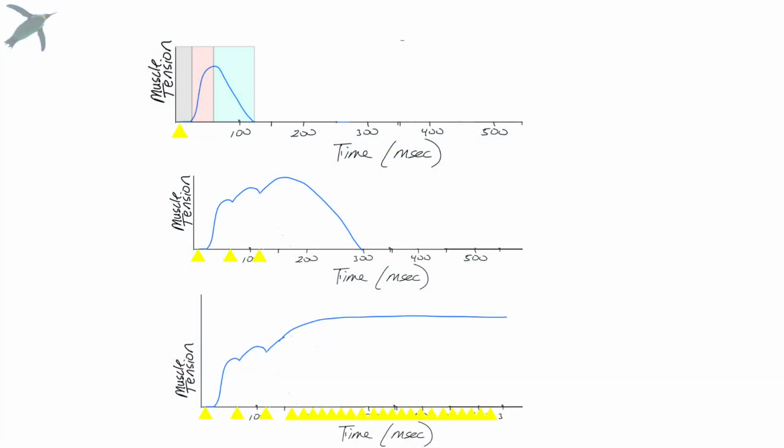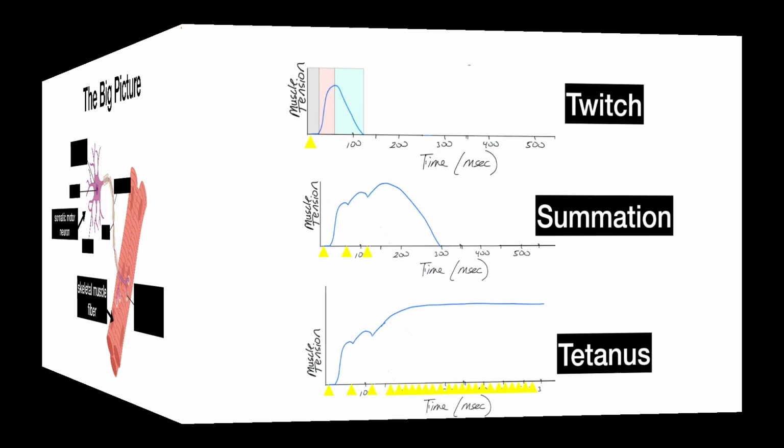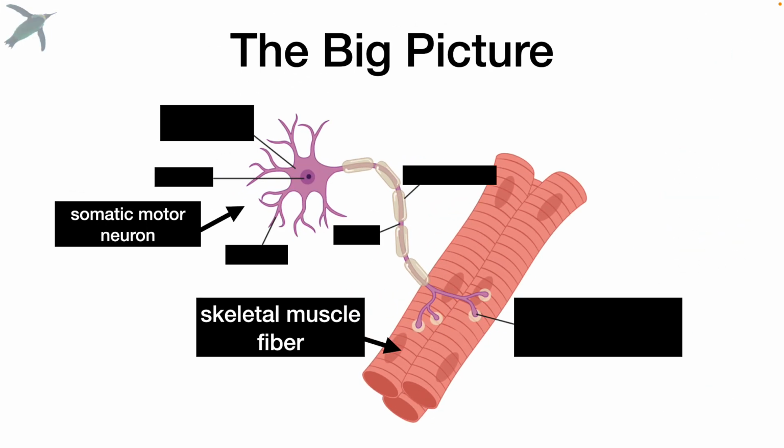Today I want to show you twitch, summation, and tetanus. So here's the big picture. We're talking about the communication between a somatic motor neuron and a skeletal muscle fiber. Okay, so quiz yourself, see if you can identify the parts.